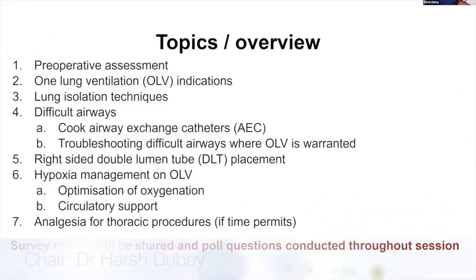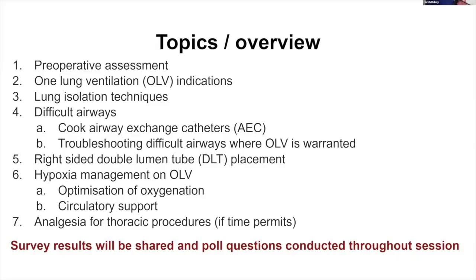So today, our structure will basically follow this from 1 to 7: preoperative assessment, one lung ventilation and its indications, lung isolation techniques. The top 3 points are familiar to most of us, at least in theory. Point number 4, difficult airways and exactly how to troubleshoot them, can be a little bit more of a daunting part of practice for those of us who do thoracics infrequently. So we'll spend a little bit of extra time making sure that the tips and tricks are shared in detail to give people safe and reliable options to move forward when dealing with difficult airways.